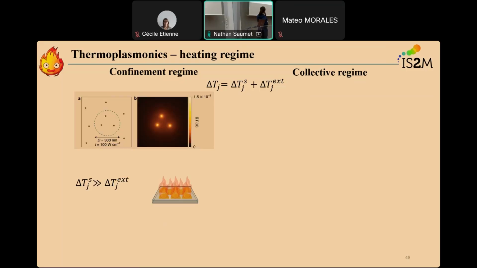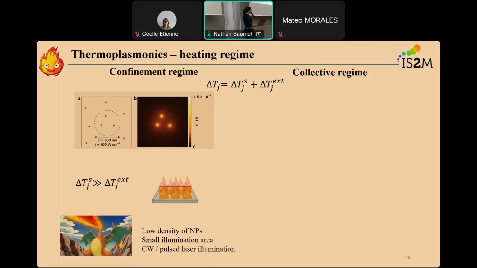So in the confinement regime, the temperature increase remains confined at the vicinity of each nano source of heat. So here we have heat only in each nanoparticle. It happens for nanoparticles with low density, so in substrates with low density of nanoparticles, when the illumination area is small, and with continuous or pulse laser illumination.